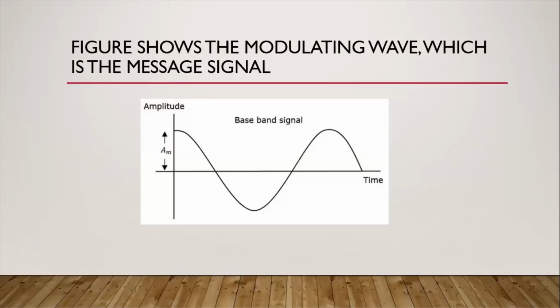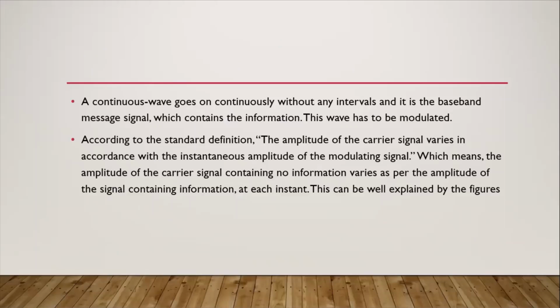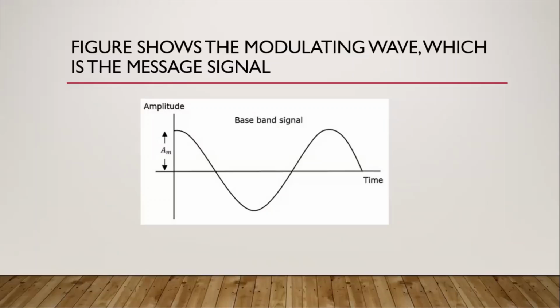Okay, as you can see, ito muna yung itsura nung message signal o yung signal na itatransmit natin. In this figure shows the modulating wave, which is the message signal. Okay, ganyan ang itsura ng message signal in the form of a sinusoidal waveform, wherein yung sa X natin or yung horizontal is the time. Nakikita natin continuous, that is in the baseband signal. Then yung amplitude, yun yung AM. Okay, next.